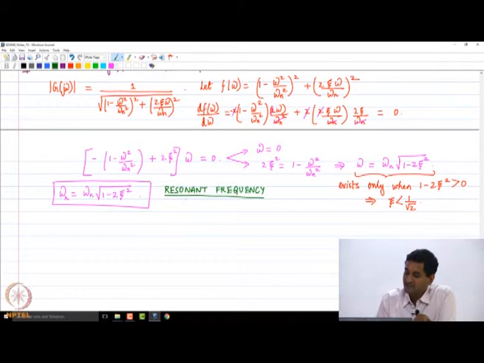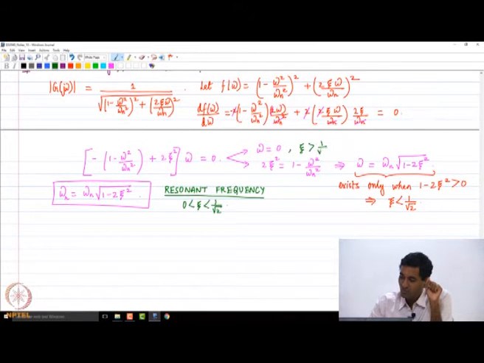Okay, and of course it exists only when zeta is greater than 0 and less than 1 over root 2, otherwise it does not. For zeta greater than 1 over root 2, omega tending to 0 will give you the maximum value, that is the 0 decibel value. But for zeta between 0 and 1 over root 2, you have the resonant frequency, basically giving you the maximum value of the amplitude or magnitude of the sinusoidal transfer function for this second order factor. So, what is this resonant frequency?